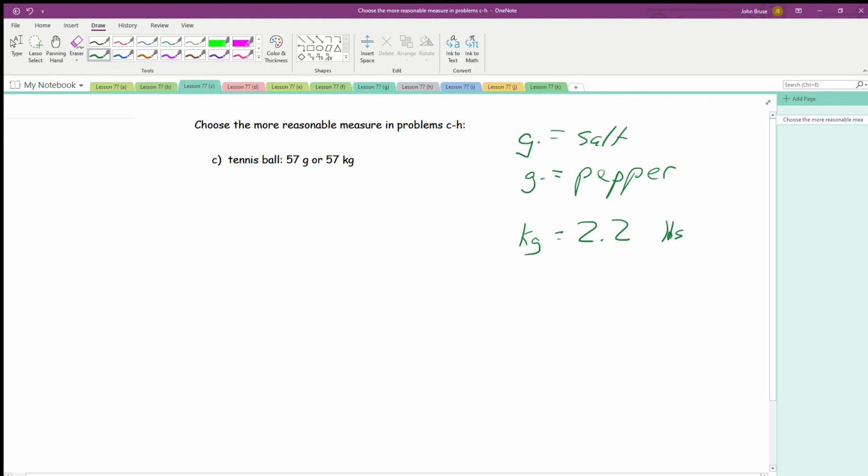A kilogram is 2.2 pounds, okay? So if I'm looking at this 57 grams, well, that's quite a few grams. It might not be that, but 57 kilograms is way more. 57 kilograms, I mean, if it's 2 pounds per kilogram, that's over 100 pounds. A tennis ball that weighed 100 pounds would be crazy. So we're going to go with 57 grams.